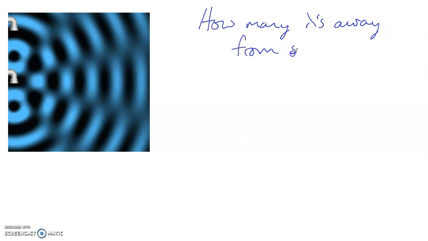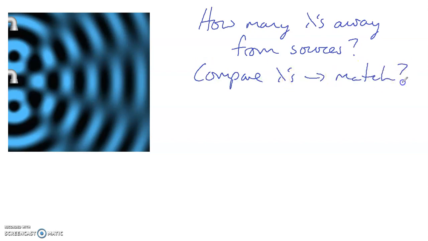So to solve this type of question, to figure out if good waves, bad waves, there's a couple things you got to ask yourself. One is, how many wavelengths away from the sources? Like, how many wavelengths are you away from one source or the other source? And you got to compare them. So how many wavelengths away you are from the sources, that's important. And then you have to compare those wavelengths. Do they actually match up? Are they synchronized?